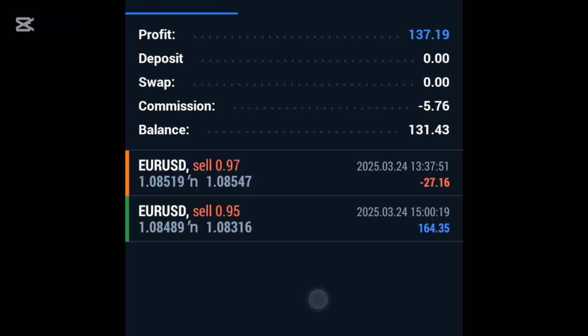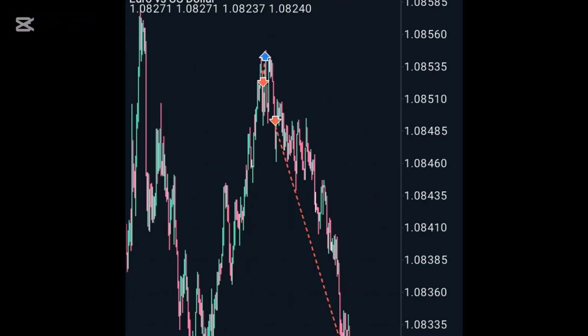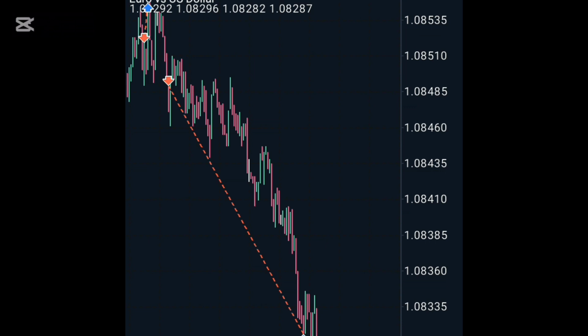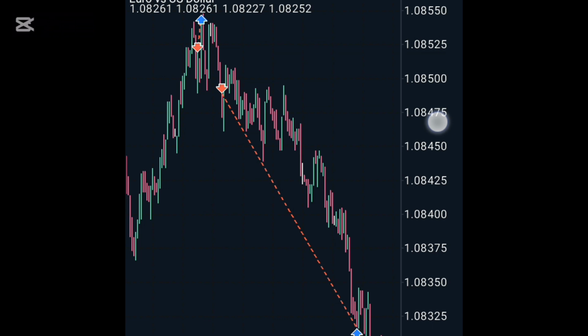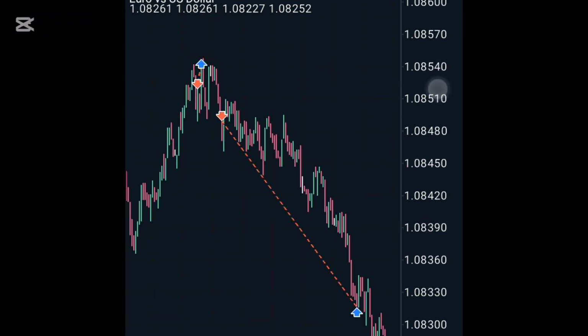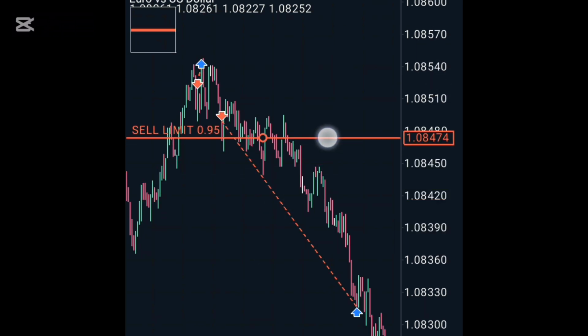So this is the proof of the entry on my MT5 funded account free trial. I made $167 after a small loss, making it $137. Commission eats my profits slightly, but it is what it is. So you can see the trade. This is the proof of entry.